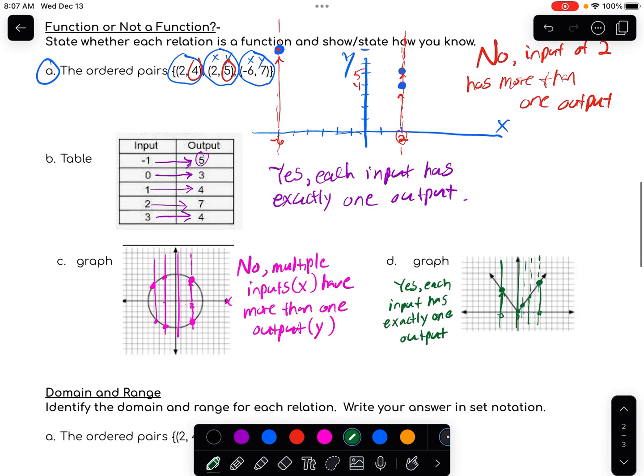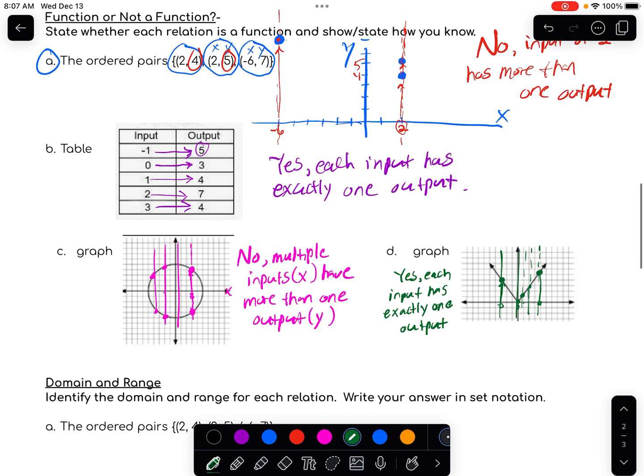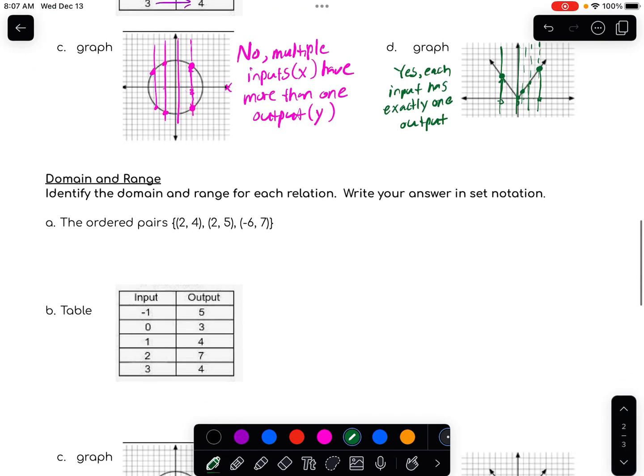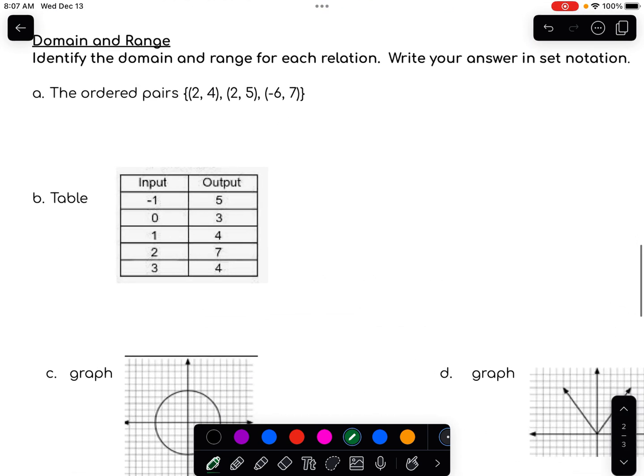So that's the idea of how to identify a function from ordered pairs, from a table, from a couple graphs. And when we talk about inputs and outputs, we're going to start to use these other terms also, domain and range. You will hear these terms eventually when you go into Algebra 2, pre-calculus, calculus, if you continue on your math up to those classes. For sure, all of you will have at least Algebra 2.